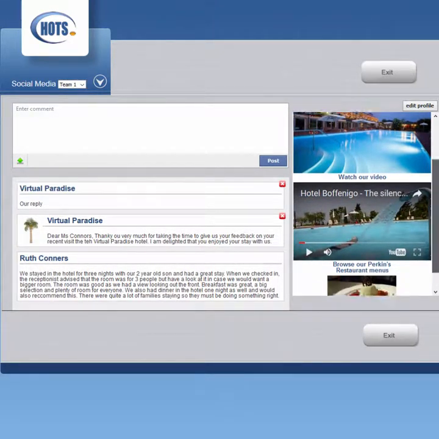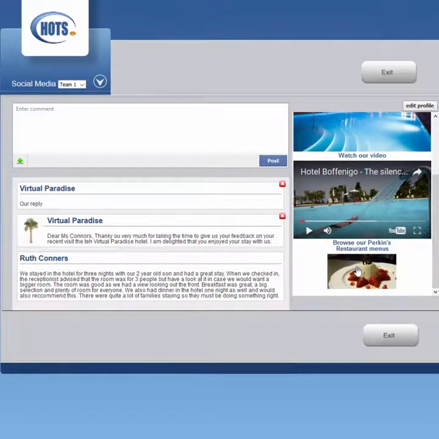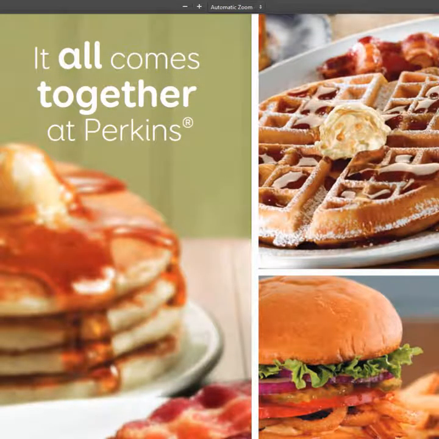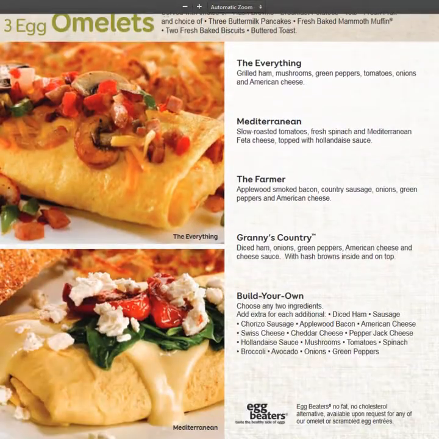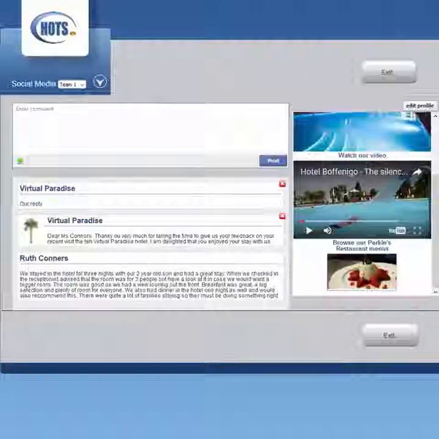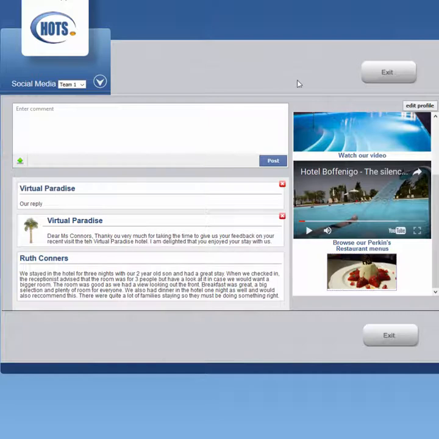Teams could upload their own if they wanted to, and this is a link to a PDF document that the team uploaded. So this is Perkins restaurant menu, and this will open the document in a new tab, and there we have the uploaded menu from that particular restaurant.